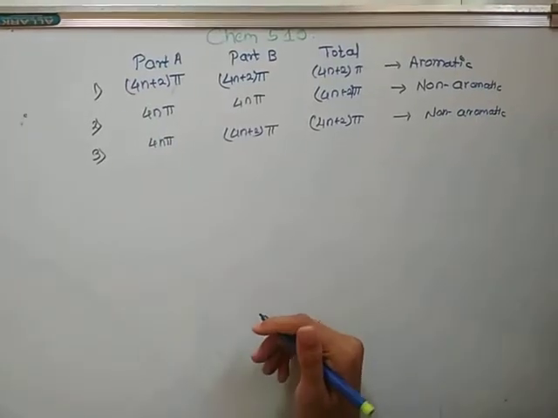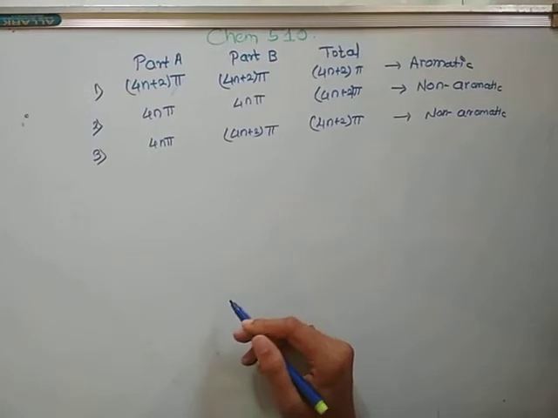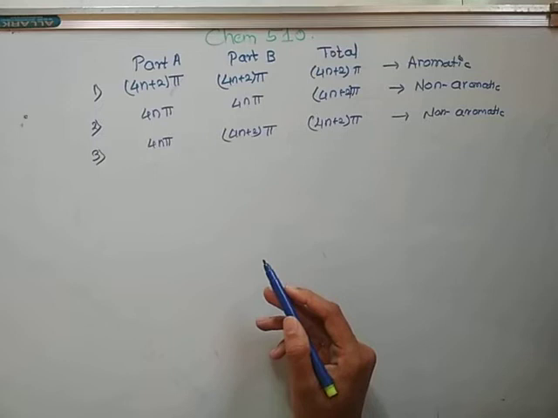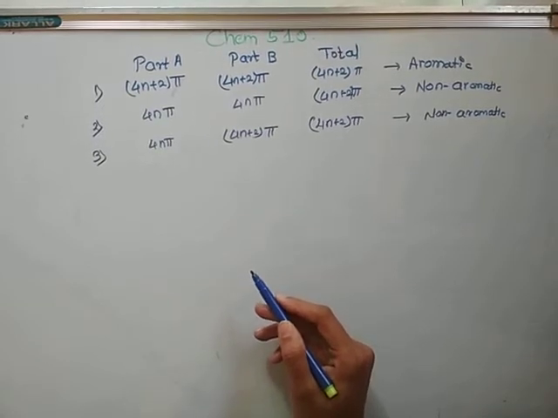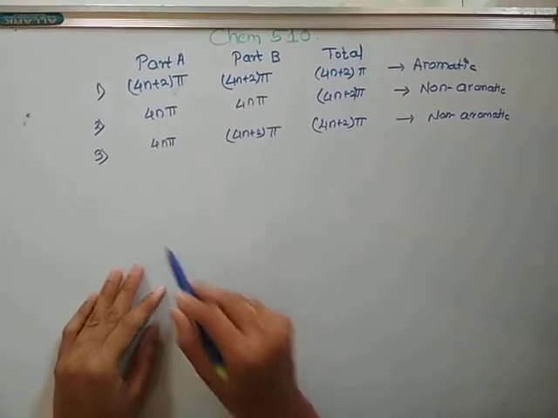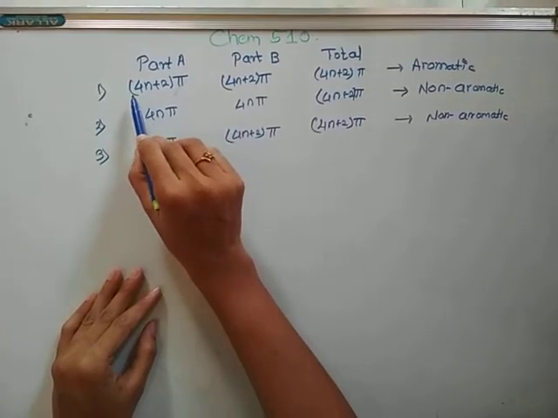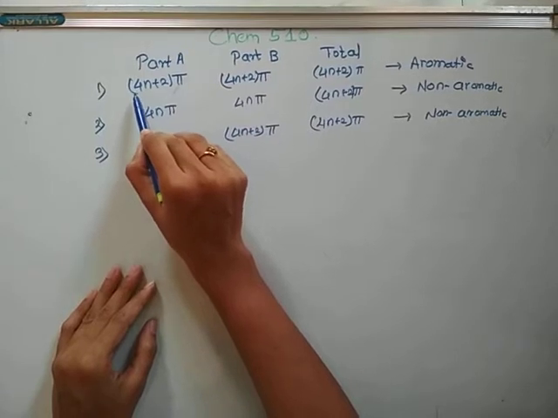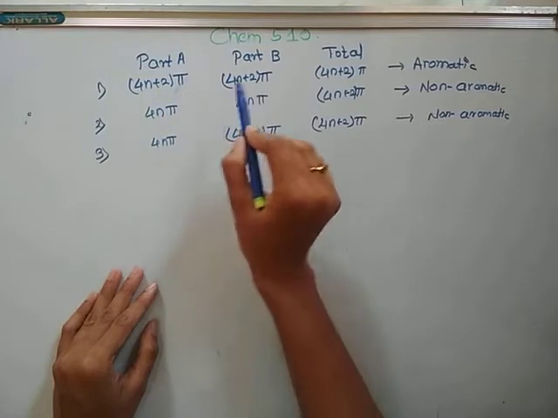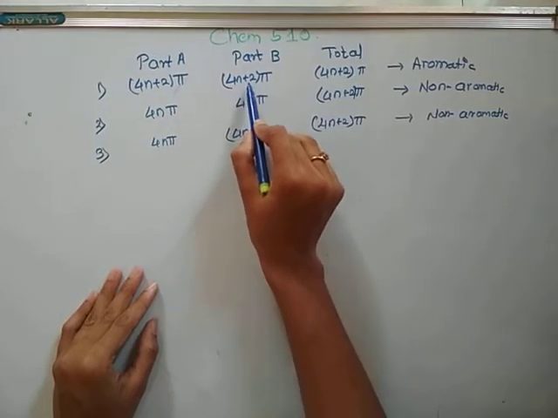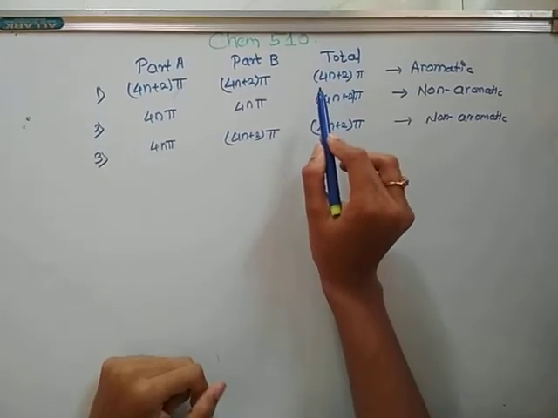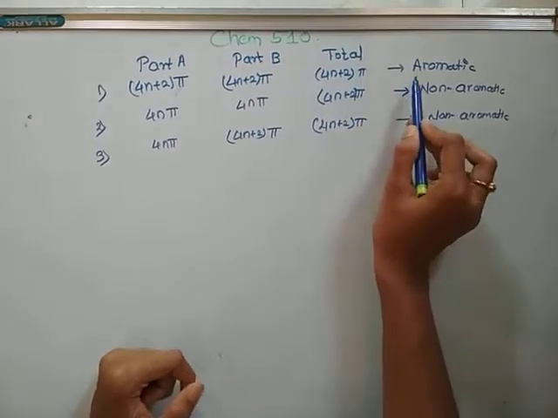Now here I draw one table. On the basis of this table, we can say which compound is aromatic and which compound is non-aromatic by means of Volpin rule. So first, part A having 4n plus 2 pi electrons, and part B having 4n plus 2 pi electrons. Total of that is 4n plus 2 pi electrons, then the compound will be aromatic.